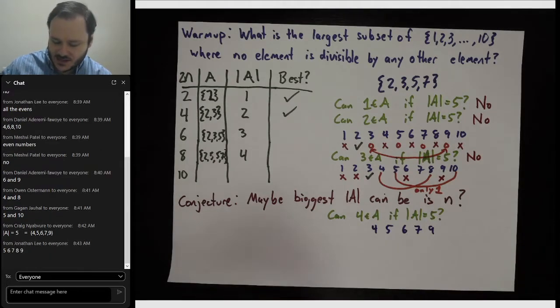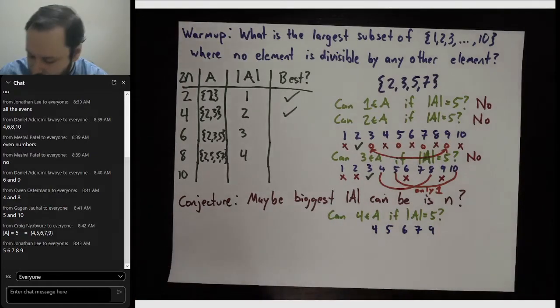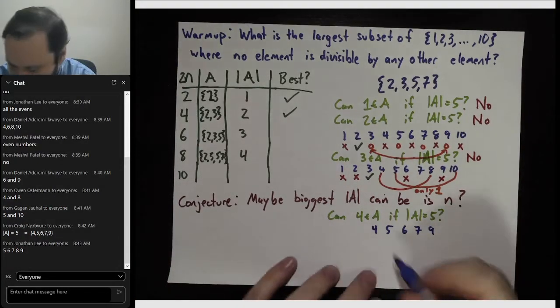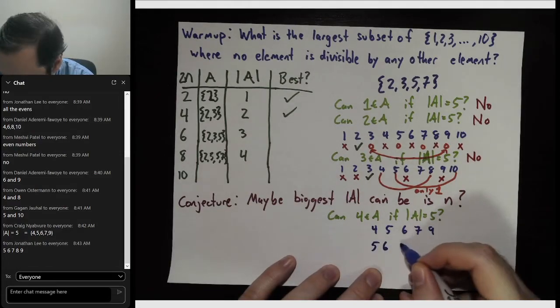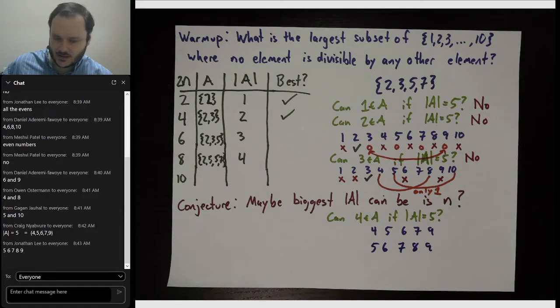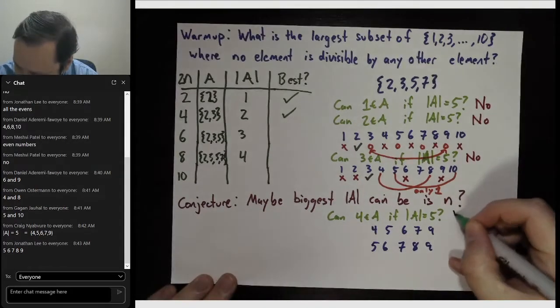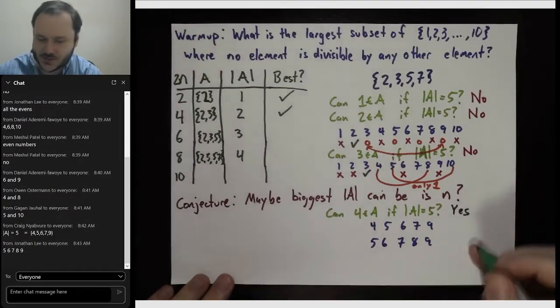All right, so this steady methodical approach beat our guess of 4. And now we have another one. We have another set of size 5. 5, 6, 7, 8, 9. Are there any others? So I should say yes to this. Any other sets of size 5? We found 2.